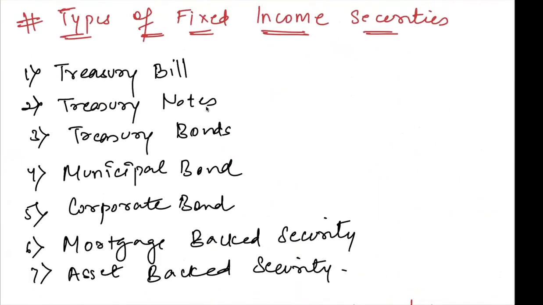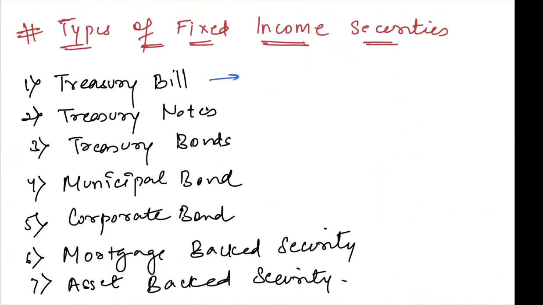So what we have seen up till now is that if the government wants a loan, they'll issue what? If they want a short-term loan, less than 1 year, they'll issue a treasury bill. If they want a loan between 2 years to 10 years, they'll issue treasury notes. And if they want a loan greater than 10 years, they'll issue treasury bonds. Okay.